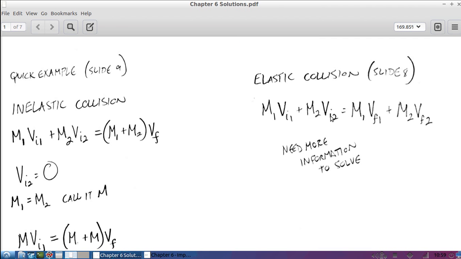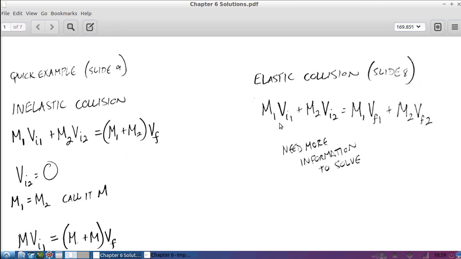So slide 8 is over here. Object 1 has a momentum, object 2 has a momentum. Notice the subscripts. This is object 1 with an initial velocity v initial 1. Object 2, initial velocity v initial 2. They don't stick together, so now they're going to have their own final velocities, v final 1, v final 2. Their masses don't change. So this is how we're going to set up all of our elastic collisions.